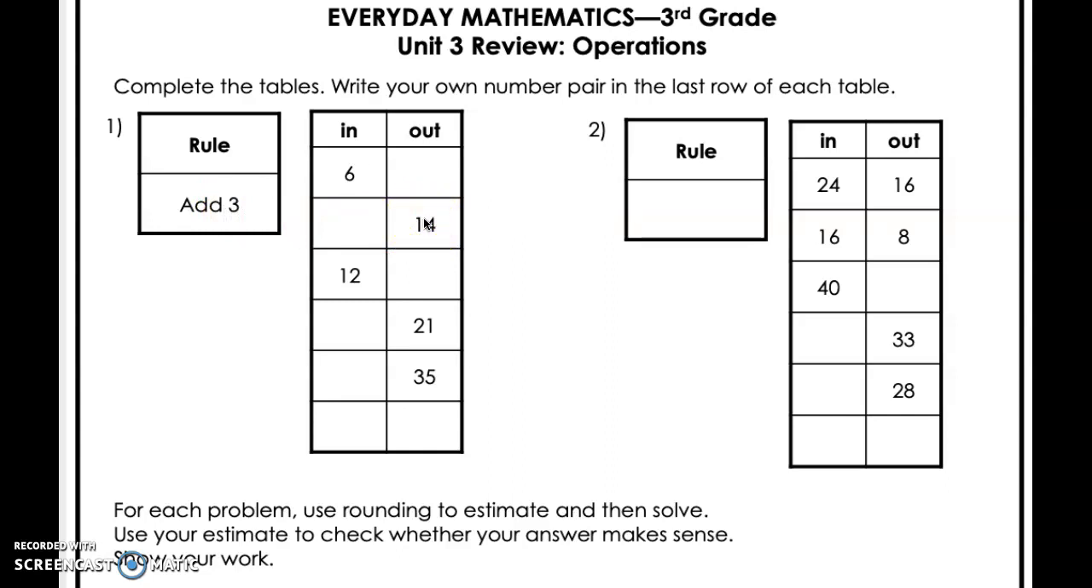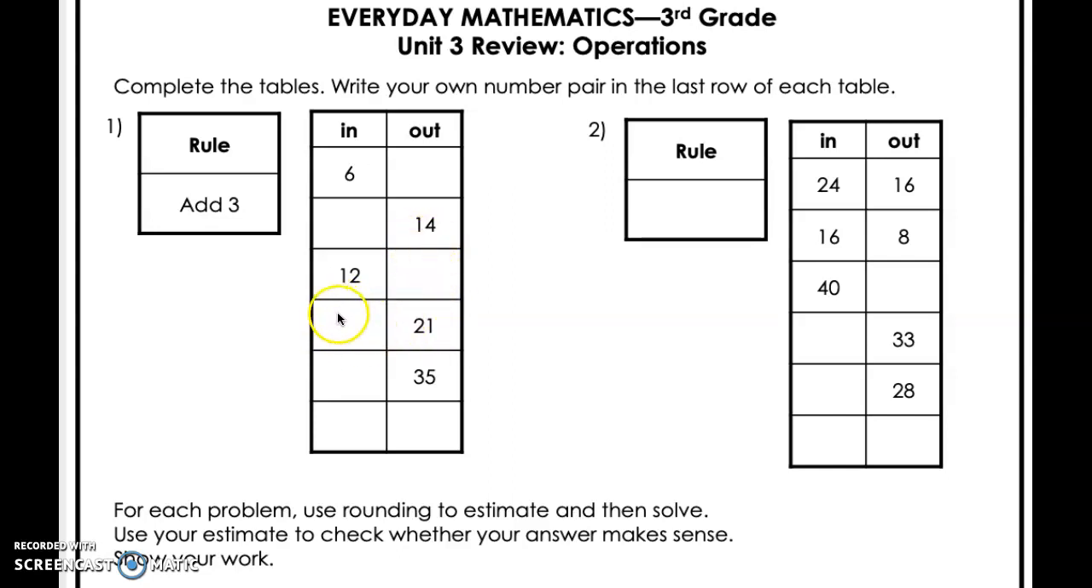So a fact family for addition is subtraction. So what you could do is go 14 minus 3, so go backwards, is what? And that would be 11. 11, 12, 13, 14. Yep, 11. So then 12 plus 3 is what? That would be 15 right here.